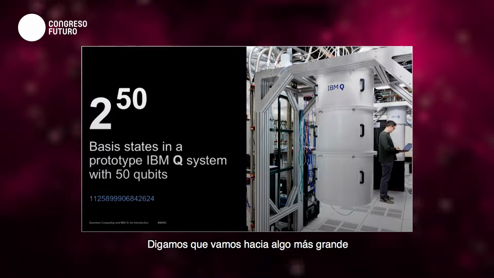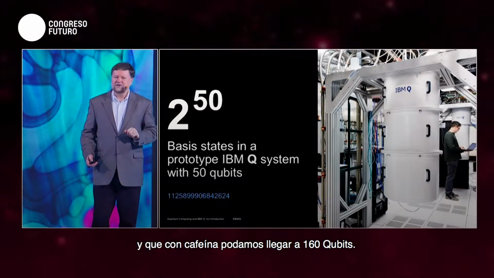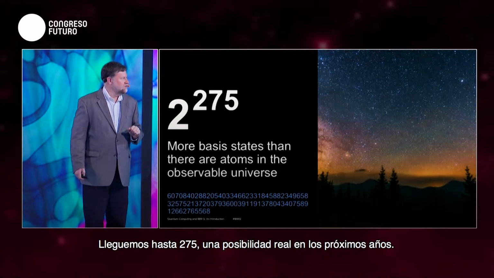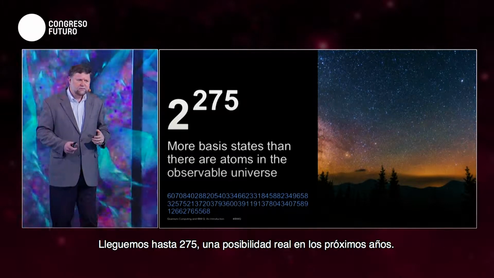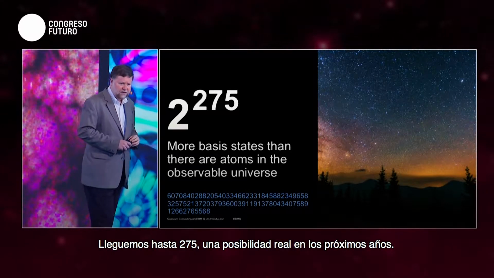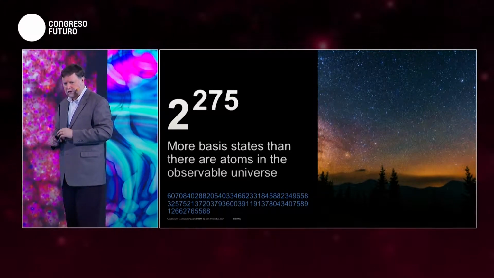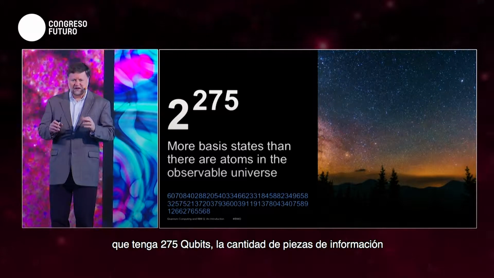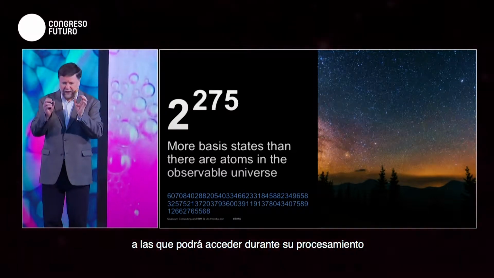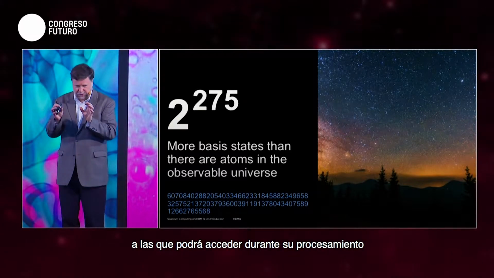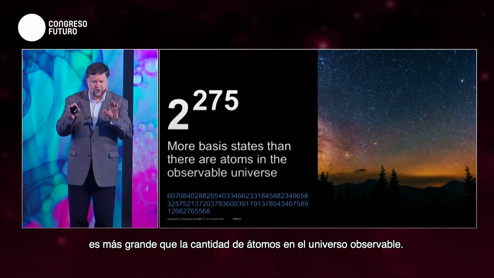Now let's say we even go bigger. So I mentioned with caffeine we might get to 160 qubits. Let's go all the way up to 275. Still something which is a reasonable possibility over the next few years. When we get to a computer that has 275 qubits, the number of pieces of information it will be able to access during computation is more than the number of atoms in the observable universe.